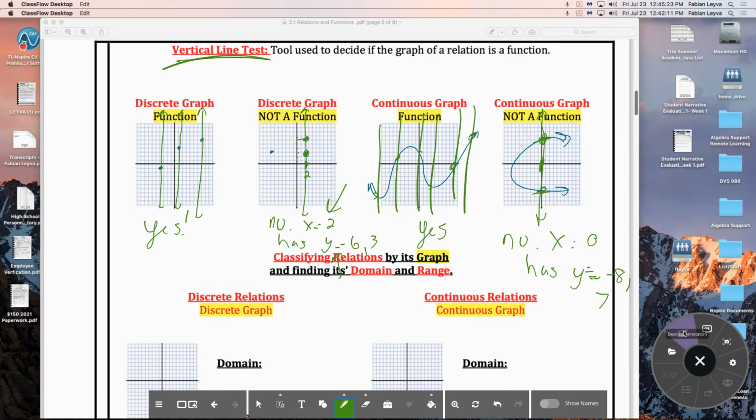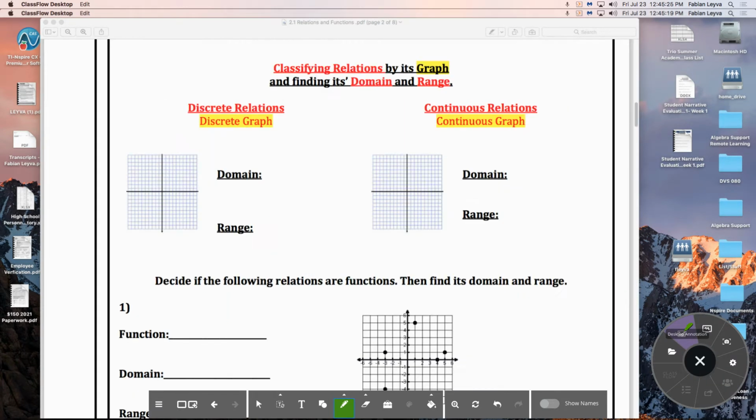All right, so functions, telling whether graphs are a function or not, are kind of straightforward as long as you remember your vertical line test. Now, describing a graph by its domain and range could be a little challenging depending on what kind of graph you have. Now, if we have a discrete graph, like we do here, it is a little more straightforward.